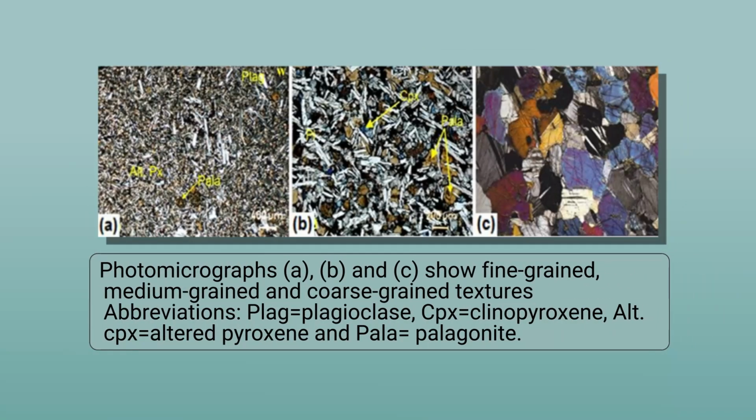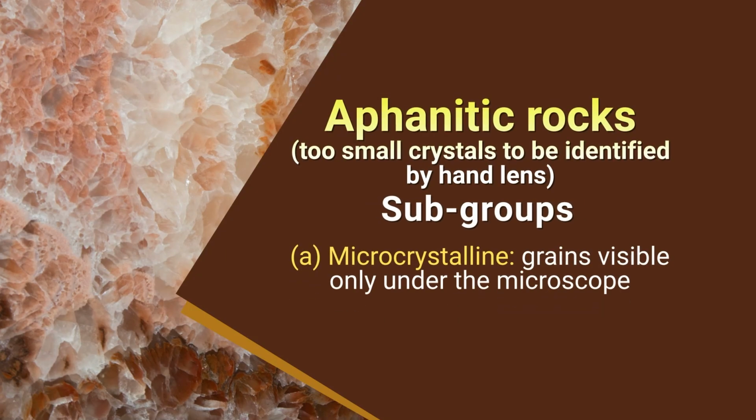Here I am showing the photomicrograph. Photomicrographs A, B and C show fine grained, medium grained and coarse grained textures. In slide A, you have plagioclase; in slide B, clinopyroxene, also called CPX, which is altered in some cases, and palagonite. Palagonite is an altered product of mafic minerals.